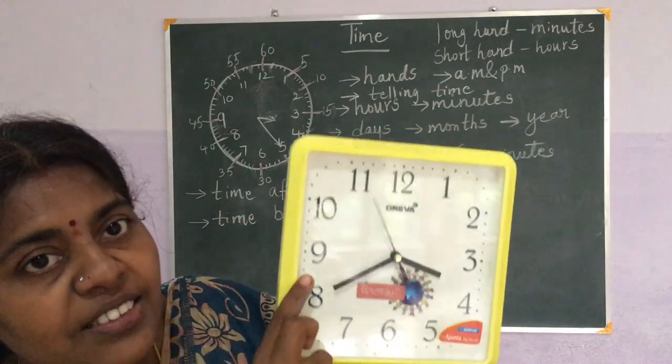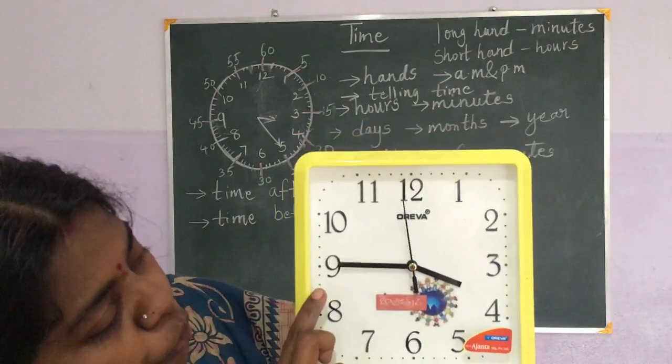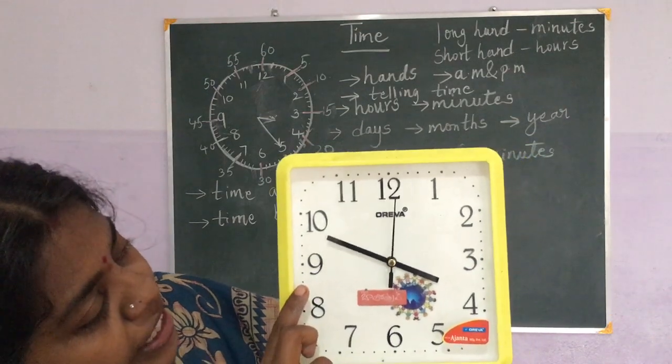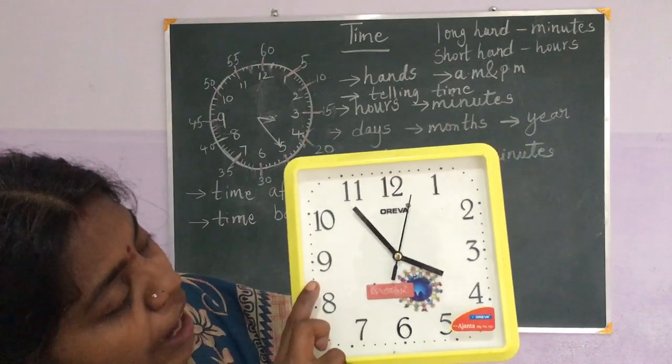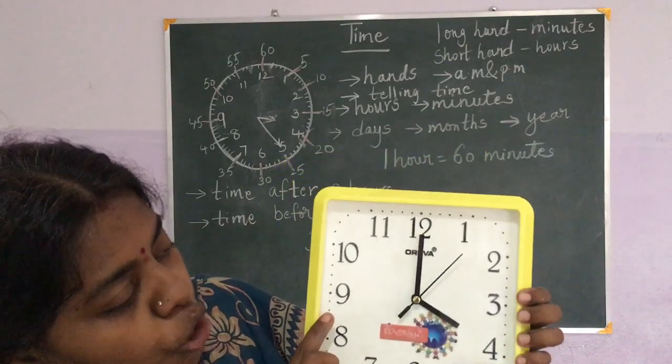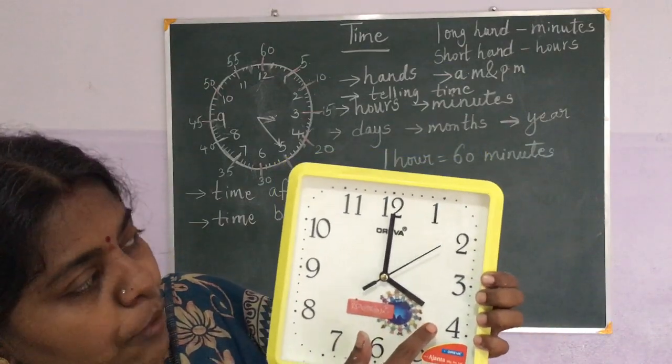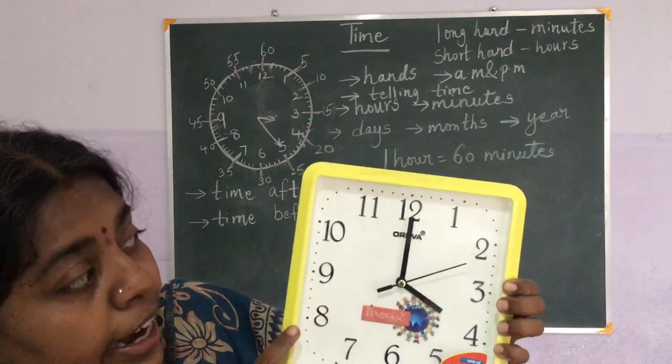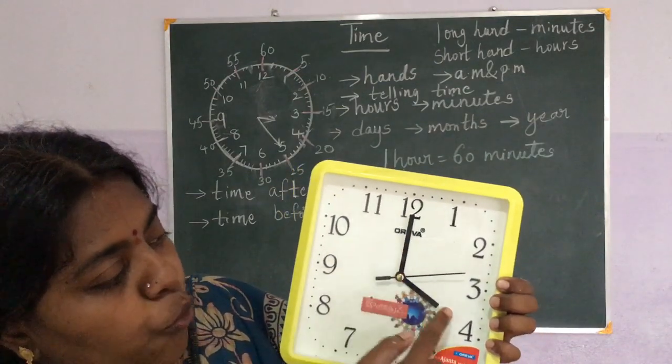4:40. If it is at 8, 40, 45, 3:45, 3:50, 3:55, and when it comes exactly to 12, see the short hand, it is exactly at 4 and the long hand is exactly at 12. So this is 4 o'clock.